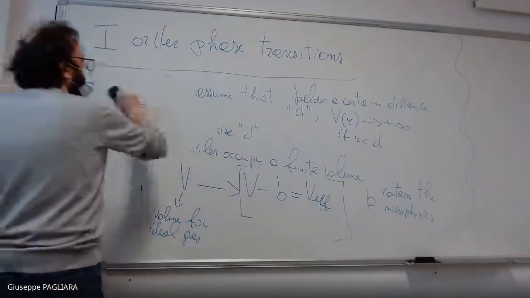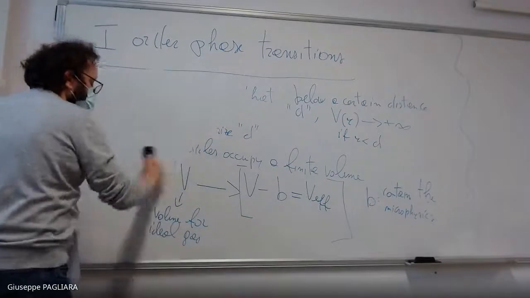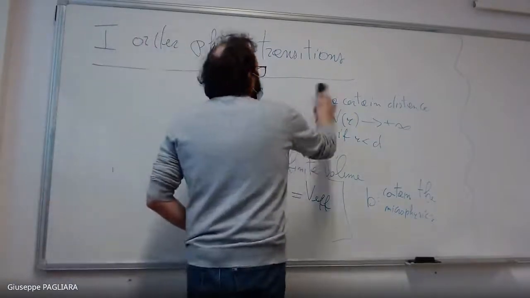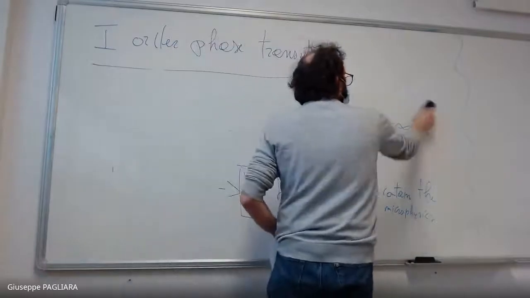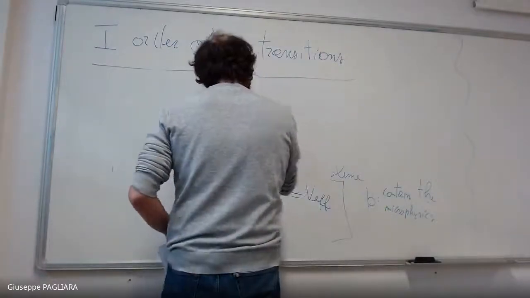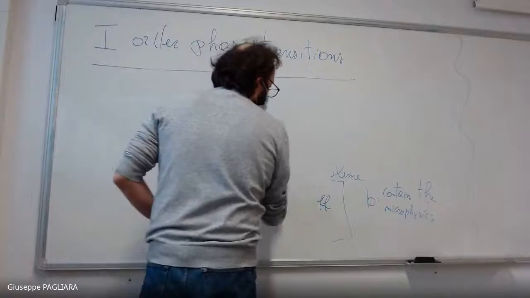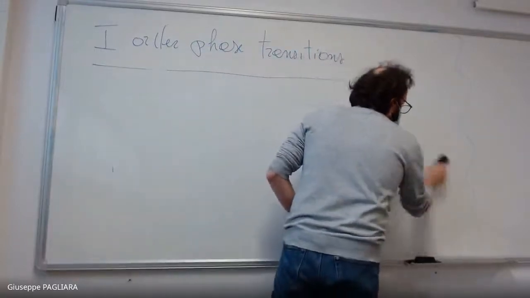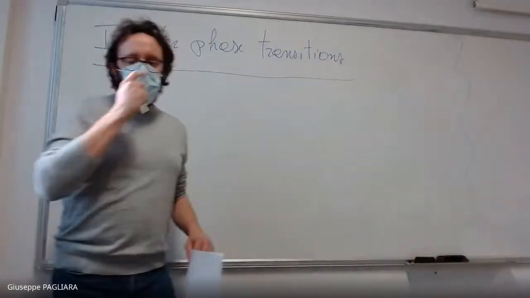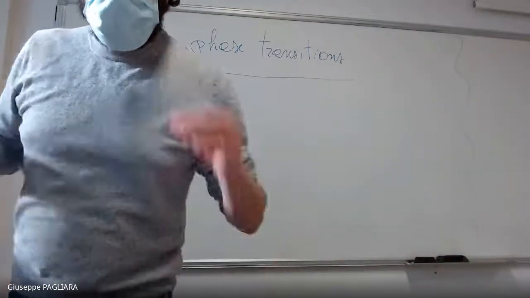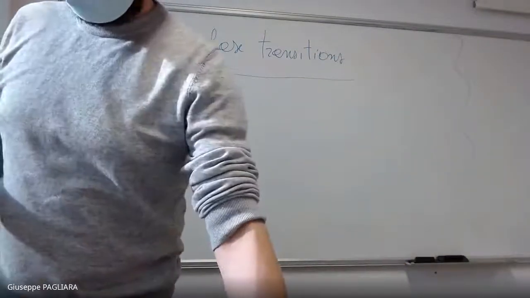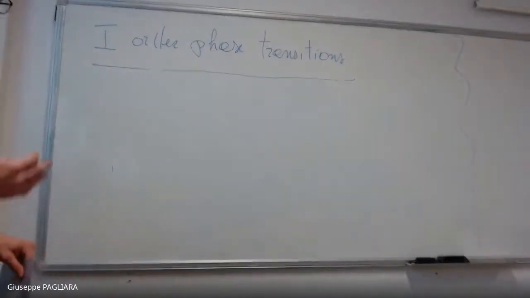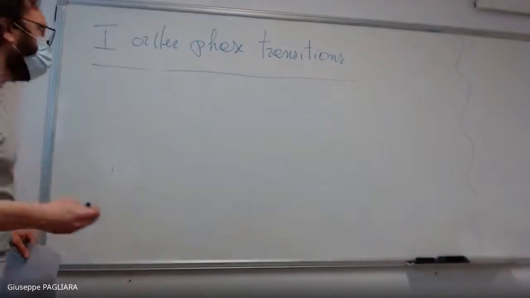Now, what happens with the attractive part of the potential? Now, this is more complicated, and basically the argument works in this direction. Suppose that you have a very, very attractive potential, and if it is very much attractive, then what happens is that your gas is actually self-bound.